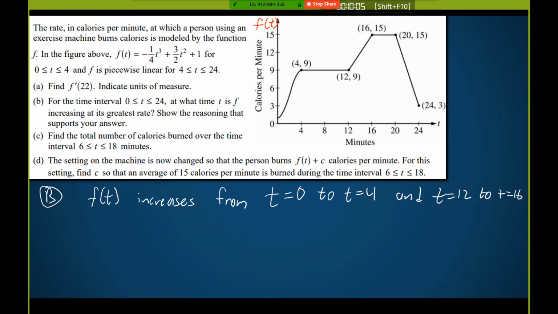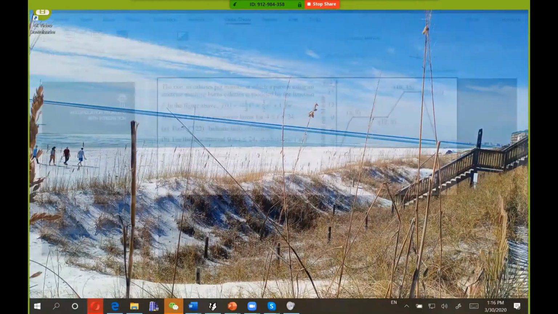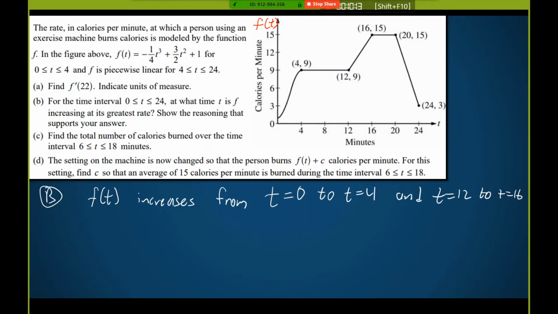So I'm going to jump over to, let's see, I've got people on Skype now. Oh, we've got a lot of people on Skype. Let's do Niall. What's my slope from 12 to 16? The slope from 12 to 16 is 6.